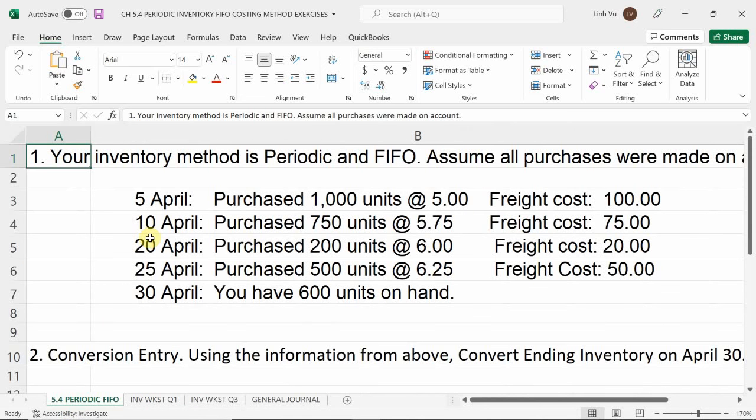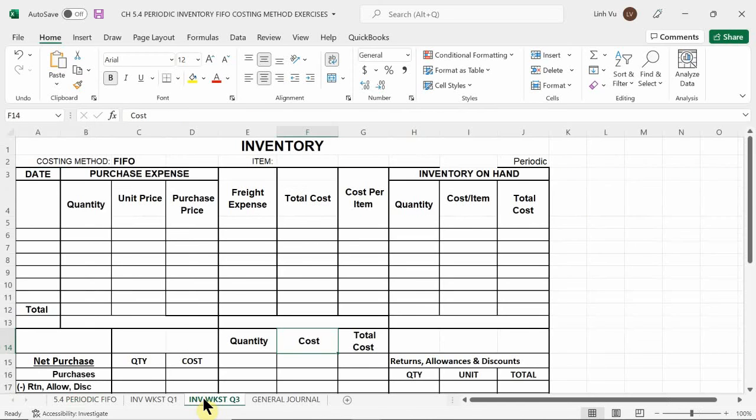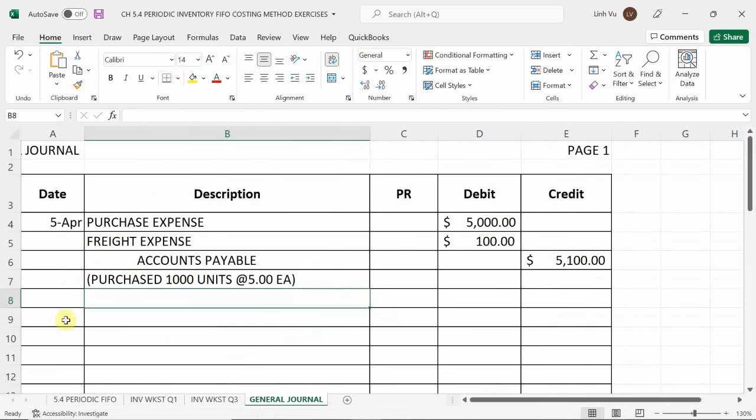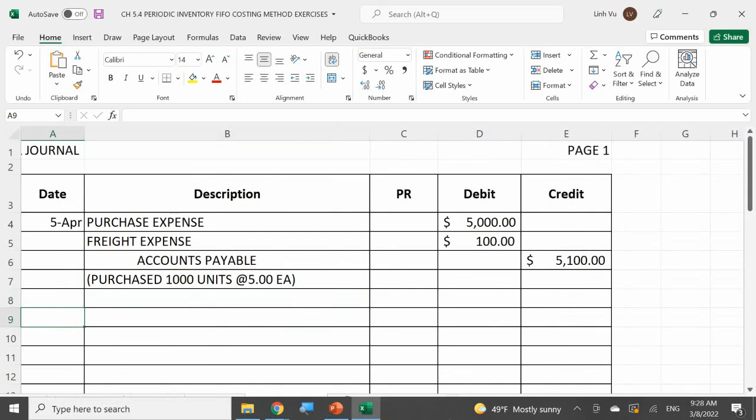So then what happened on April 10? We ended up purchasing 750 units at $5.75 each. And the freight cost me $75. So in this case, I'm going to go to my journal. Okay? How do I journalize that I purchase more inventory?